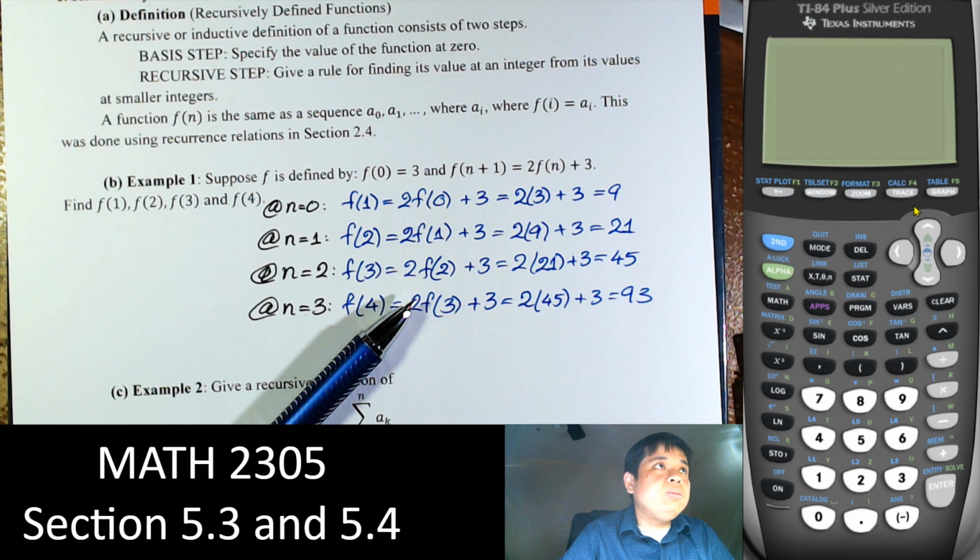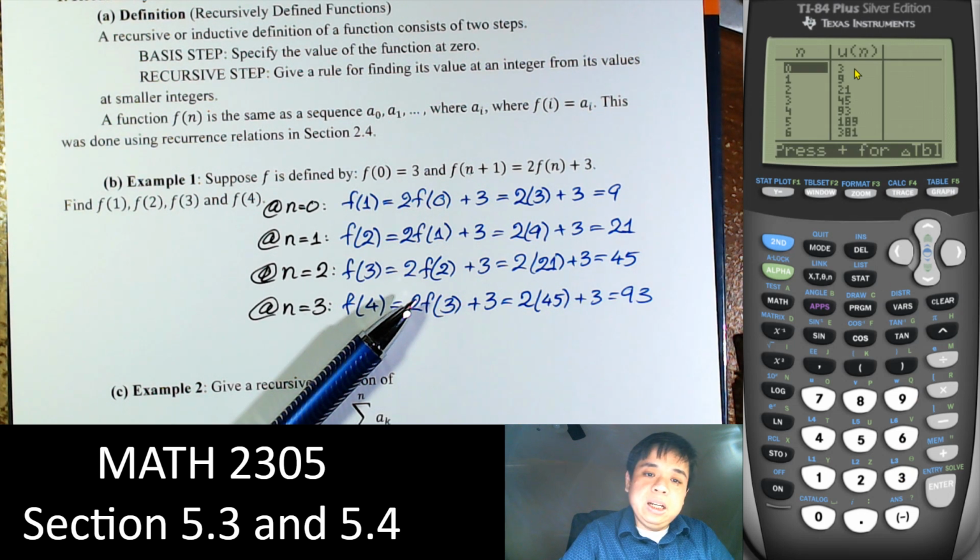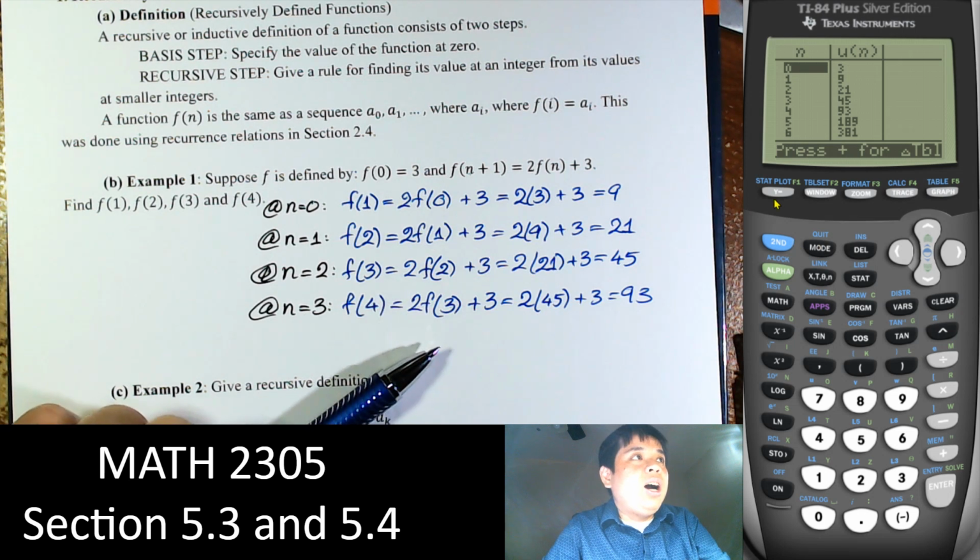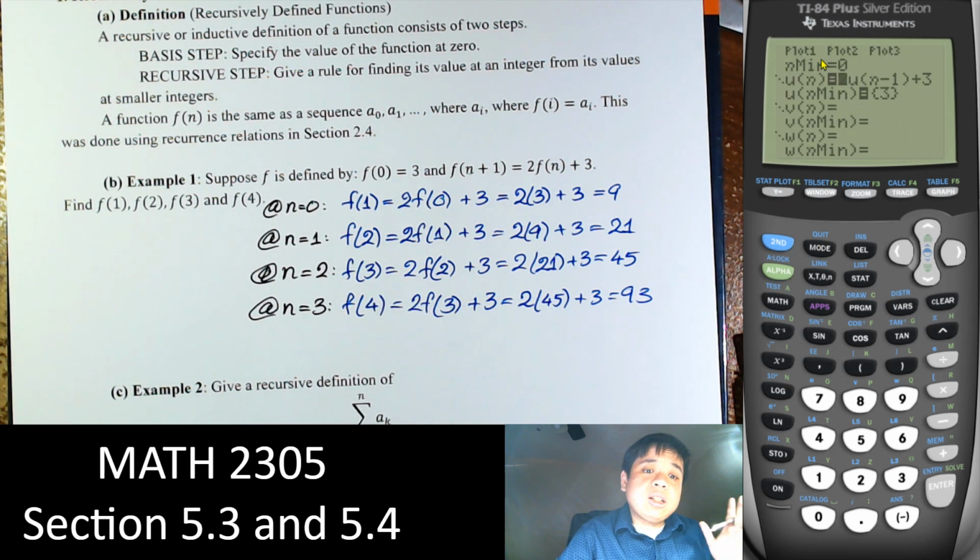And then let's go here. So I have 3, 9, 21, 45, and 93. So just like that. Once again, for the recursion, we cannot type n plus 1 and n, so we have to use n and n minus 1. For the initial value, we start at 0, and u of that value is equal to 3. So this is just like what we had earlier.